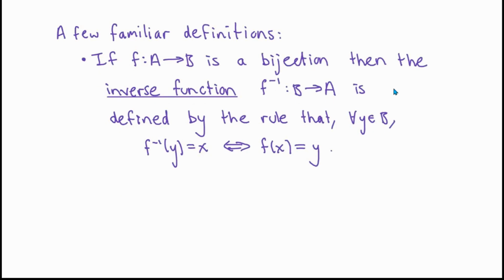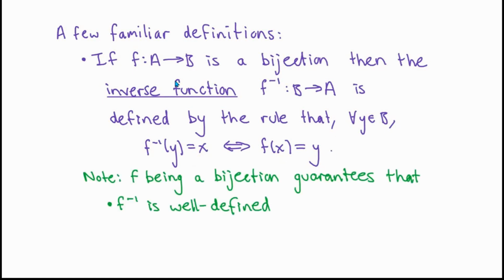One reason why bijective functions are important is that they allow you to define inverse functions. If f is a bijective function from A to B, then the inverse function, denoted f inverse, from B to A, is the function defined by the rule that f inverse of y equals x if and only if f of x is equal to y.